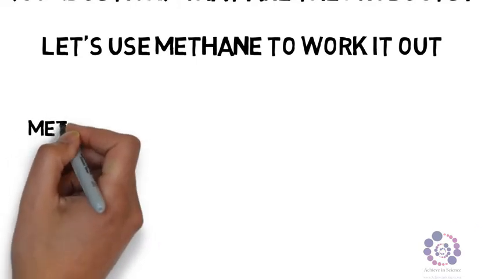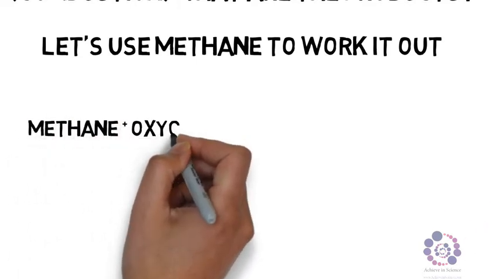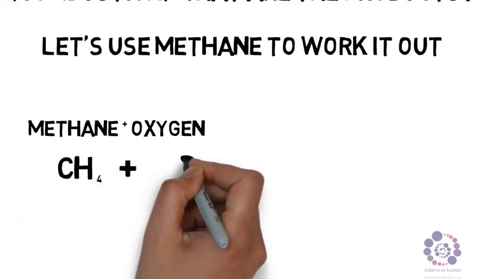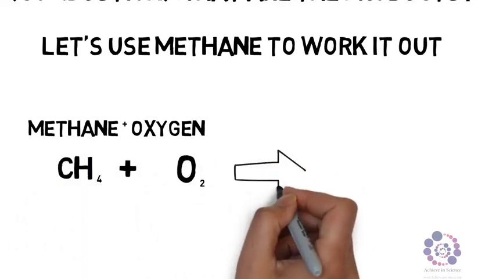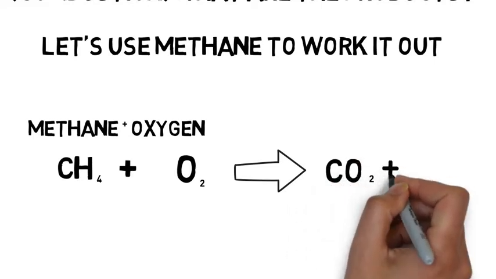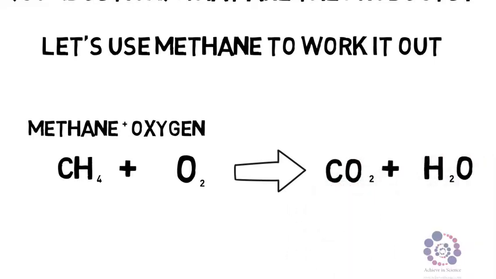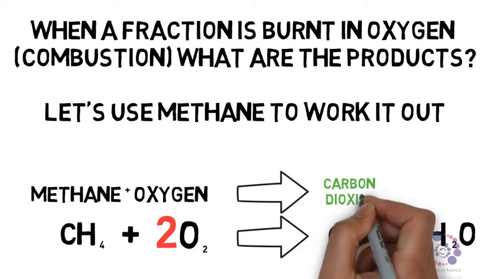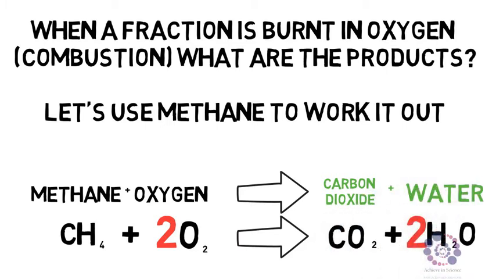Methane plus oxygen. Well, methane has the chemical formula CH4. Oxygen has the formula O2. If we react these together, the carbon reacts with the oxygen to produce carbon dioxide, and the hydrogen reacts with the oxygen to produce water. We can then balance this equation by 2 molecules of water being formed and 2 molecules of oxygen being needed.